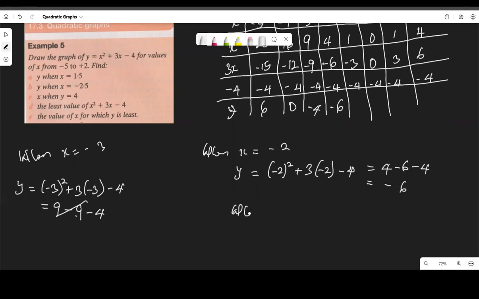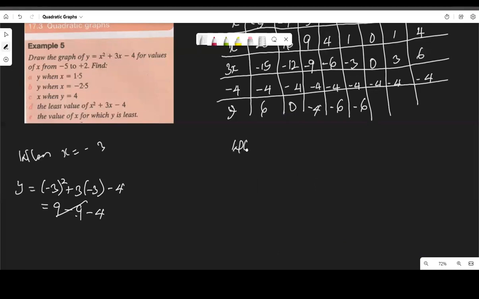When x is equal to -1, y will be -1 squared plus 3 times -1 minus 4. -1 squared is 1. Minus times plus is minus 3. Then minus 4. 1 minus 3 minus 4 is minus 7. 1 minus 7 is -6.